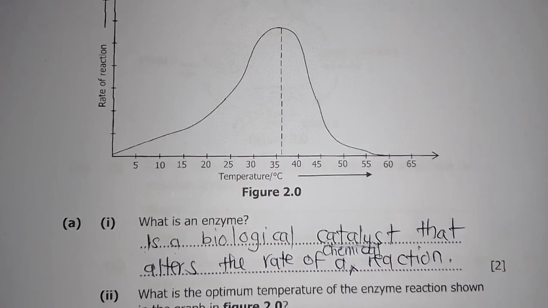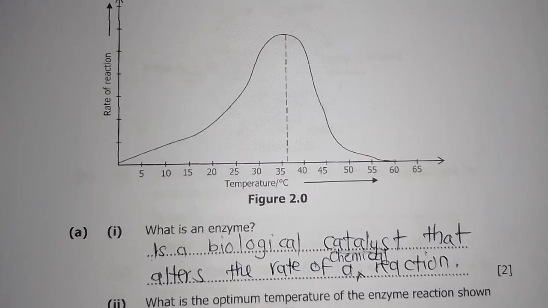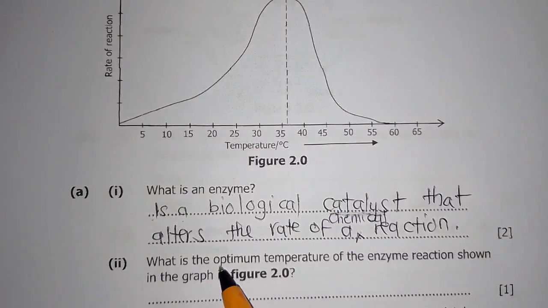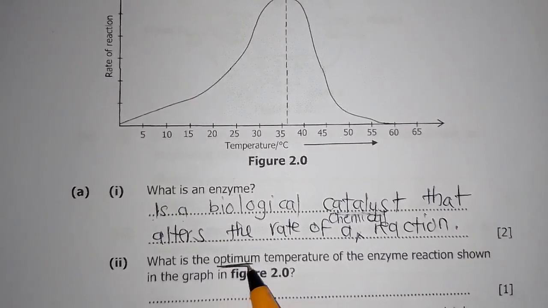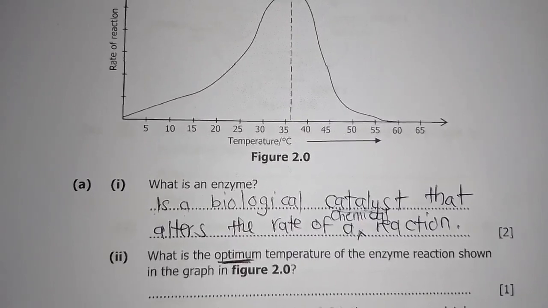So the question is saying here, what is the optimum temperature of the enzyme reaction shown in the graph in figure 2.0? The key word here which they are telling us is optimum temperature. So what is the optimum temperature?